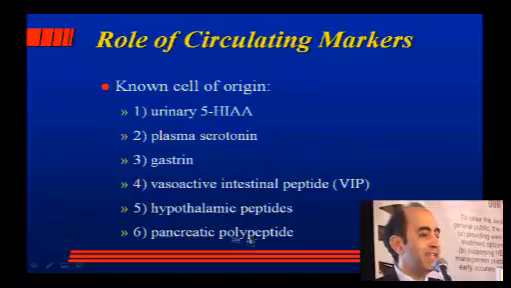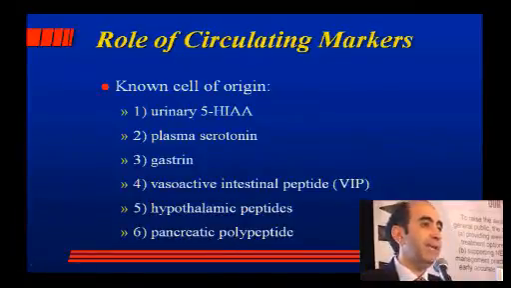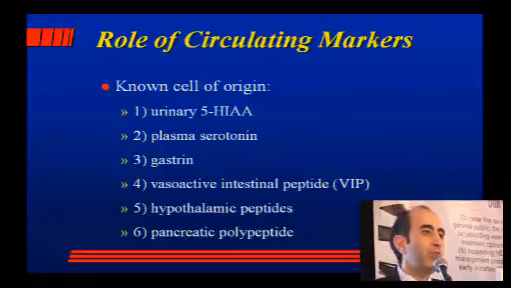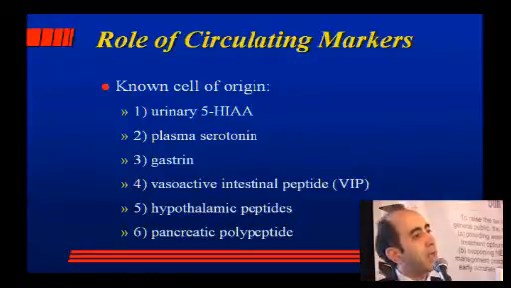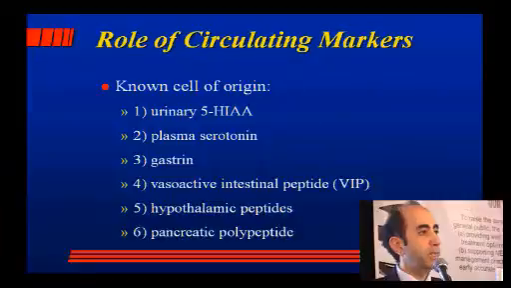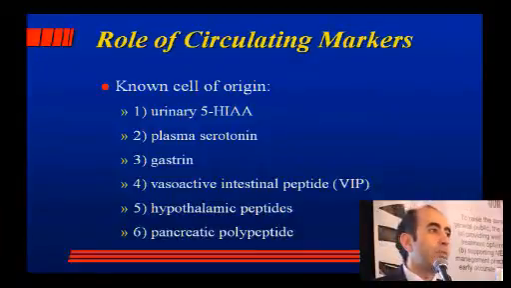Pancreatic polypeptide is relatively easy. We measure it in just about every lab in Canada. It's a hormone that is relatively ubiquitous, meaning if you have a pancreatic neuroendocrine tumor, you will have pancreatic polypeptide. However, it's important that it be obtained under the right conditions, meaning that if a patient did not fast appropriately, it will be falsely elevated.